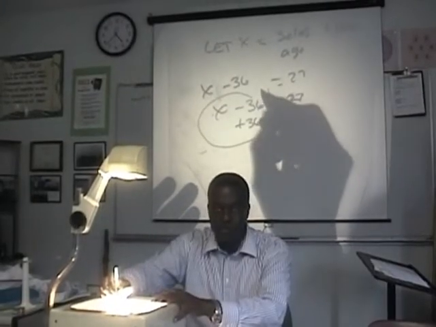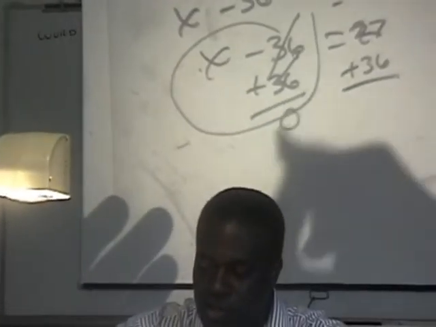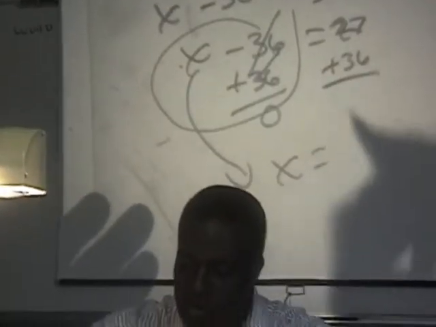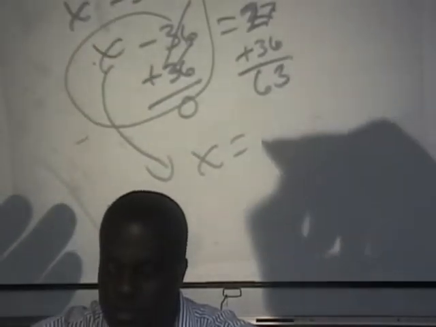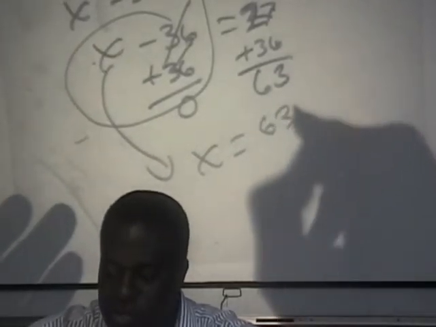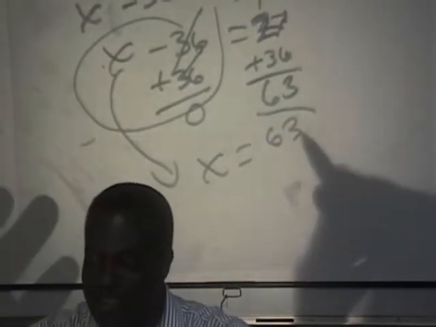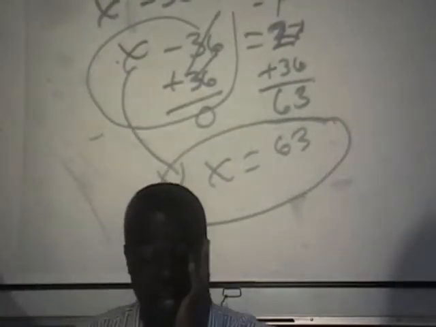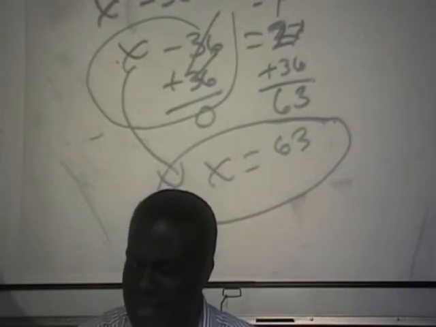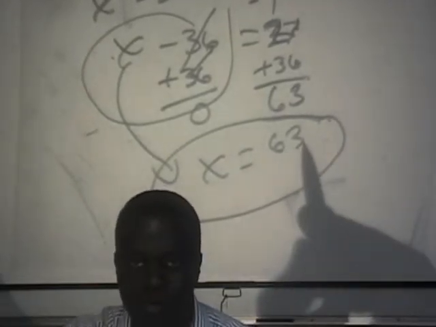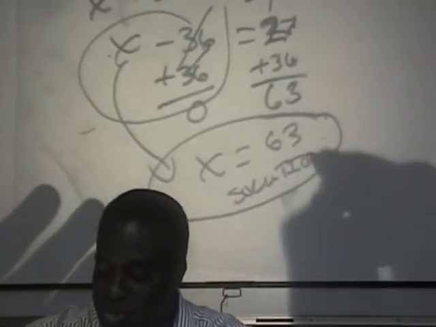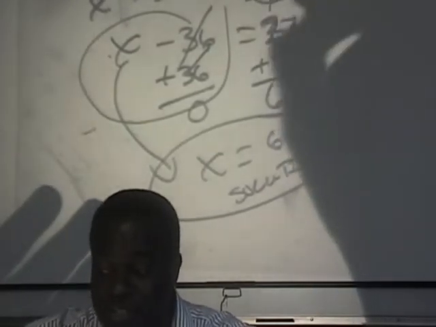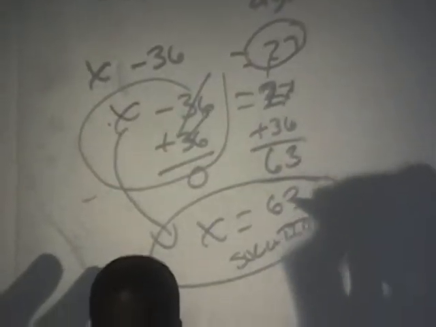So, take negative 36 and positive 36, that gives us 0. Bring down the x. Now, how much is 27 plus 36? The answer is 63. Okay. Very good. Thank you, Melissa. I don't know why I said 36. So the answer is 63. 63 is called the solution. Not 27.